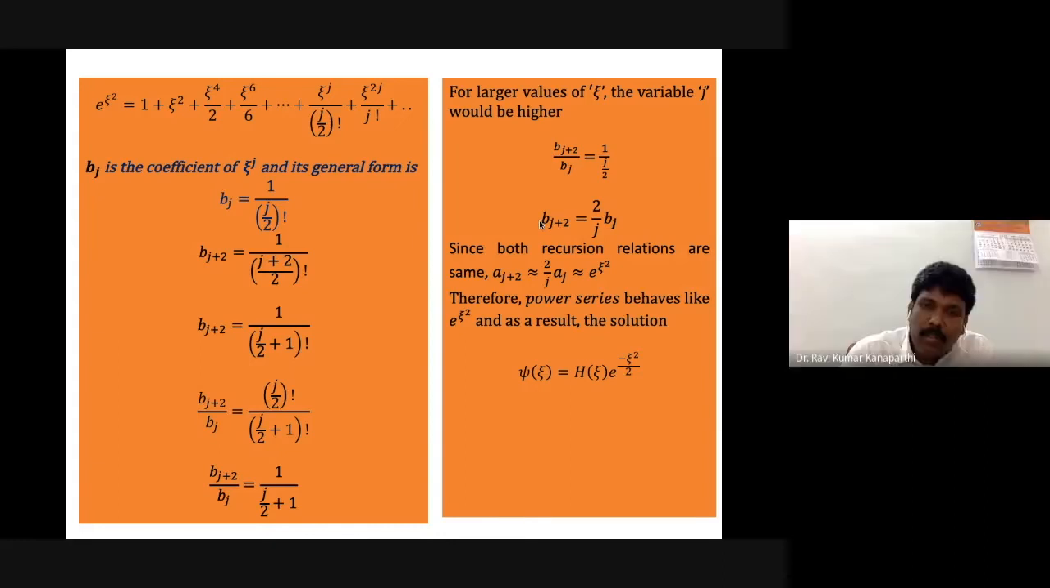Yes, sir. Okay. Now, if you accept this, I will go back and see my argument. My argument is that psi of z, our total solution, is equal to h of z multiplied by e to the power minus z square by 2. Is that right? Now, h of z, we obtained that it is behaving like e to the power z square.